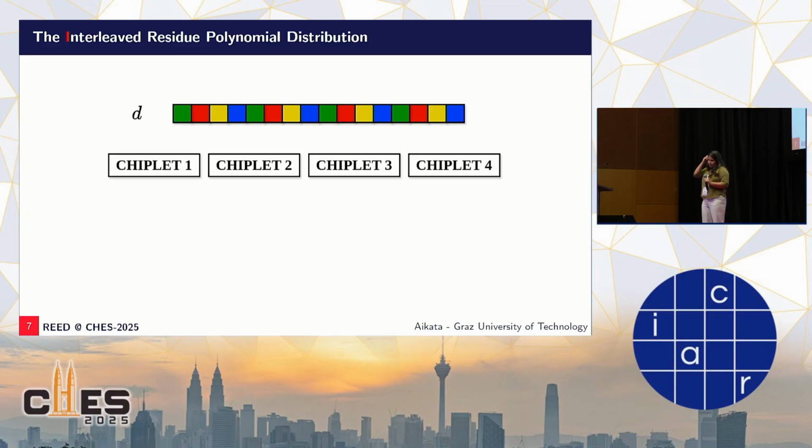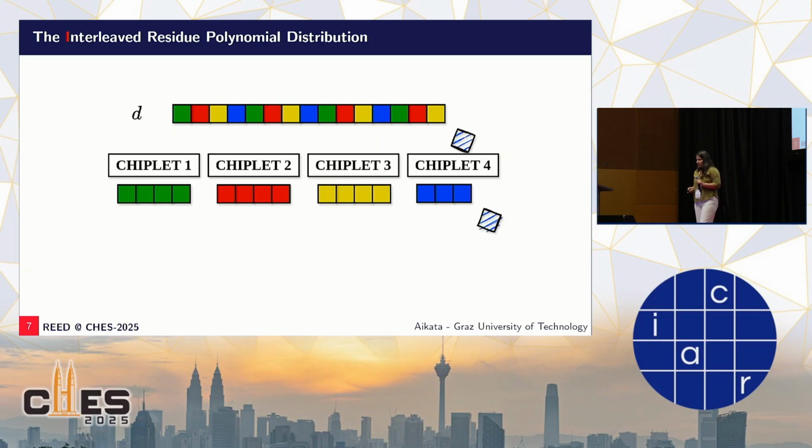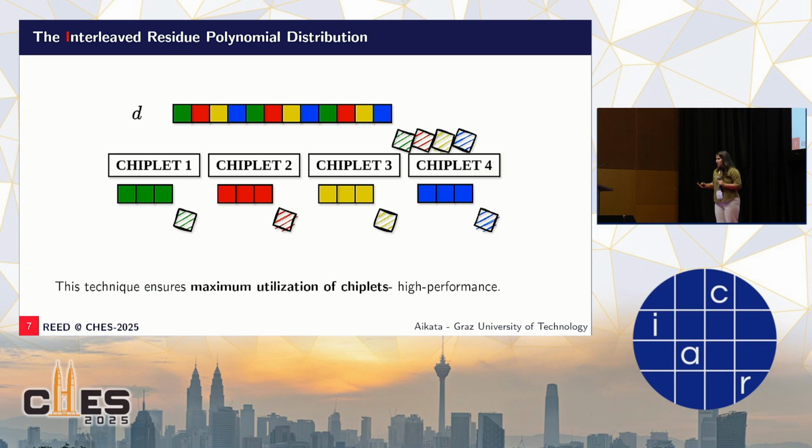And now we say that this distribution should be done in an interleaved manner. So all the green residue polynomials will go to chiplet 1, red to chiplet 2, and so on and so forth. And this is done so that when these ciphertext components start losing computational depth, that is, they start dropping these residue polynomials, it happens gradually across all chiplets and not at once from one chiplet. So this will ensure in the long term that most of the chiplets remain utilized and deliver high performance.